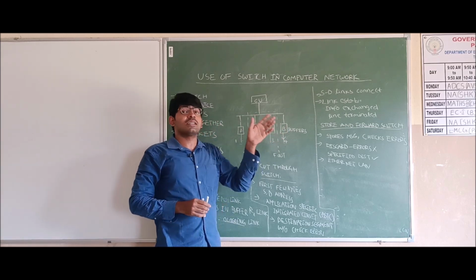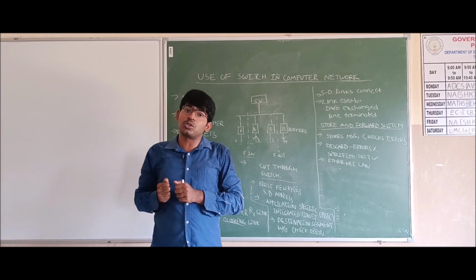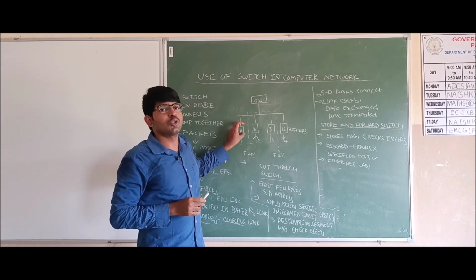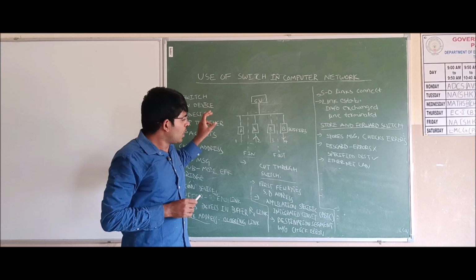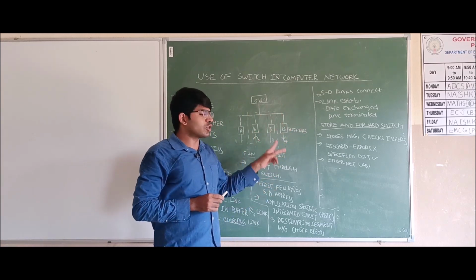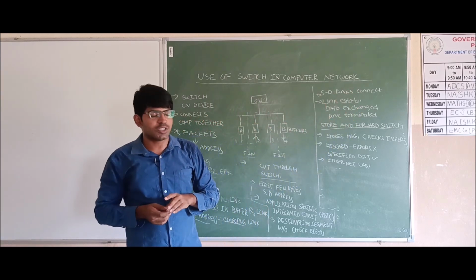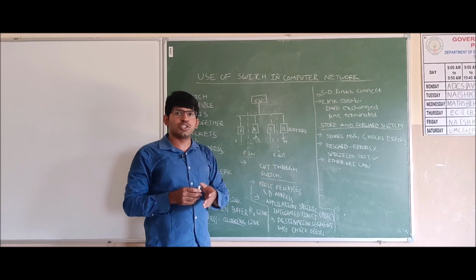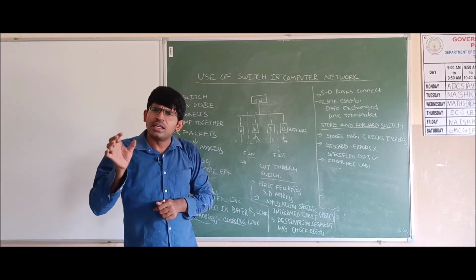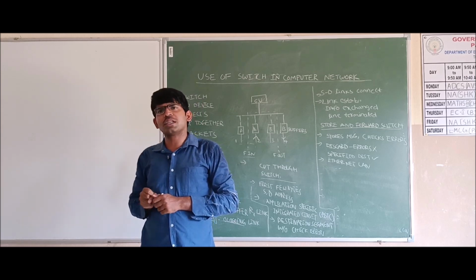If the destination is busy in receiving data from some other source, then the data will be stored in this buffer. Mainly these switches are of two types: cut through switch and the next one is store and forward switch. Cut through switch means this switch will read the first few bytes of the information.